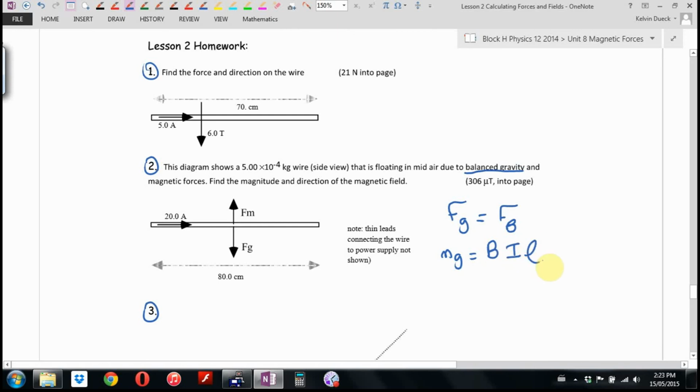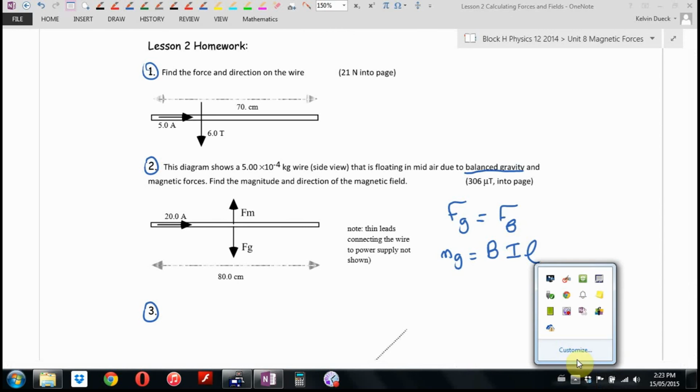I'll let you think about what direction the magnetic field has to be for this to work, but I'll talk about that next class. Okay? I got a cool video to show you.